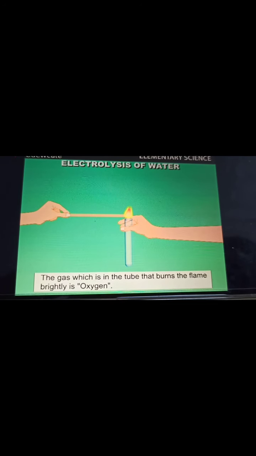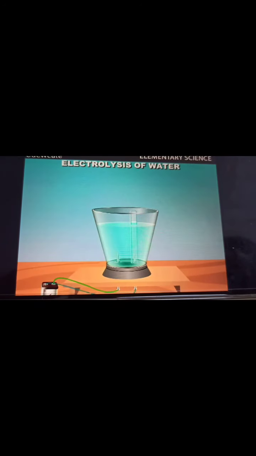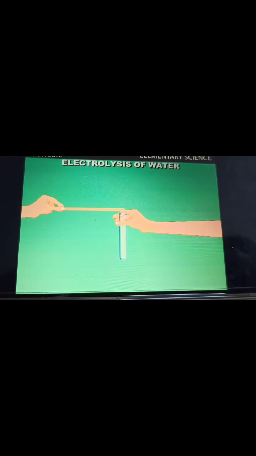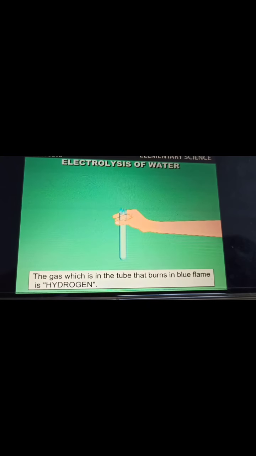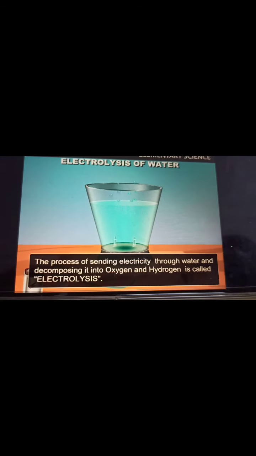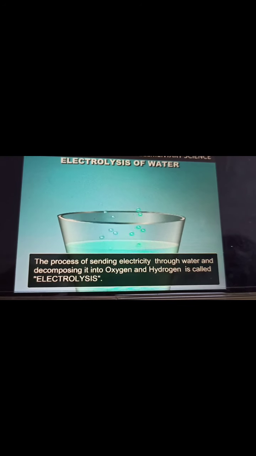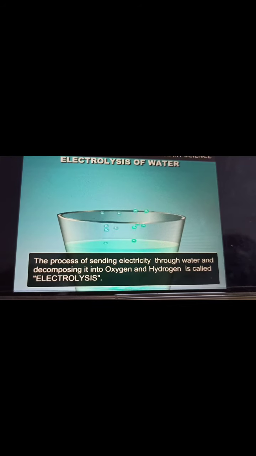Introduce another glowing splinter into the test tube in which more volume of gas is formed, and observe it. This splinter is put out with a pop sound, but the gas burns with a blue flame. Hydrogen possesses this property. Therefore, we can say that the gas present in this test tube is hydrogen. In this way, sending electricity through water and decomposing it into oxygen and hydrogen is called electrolysis.